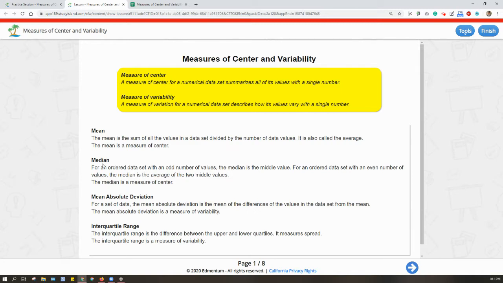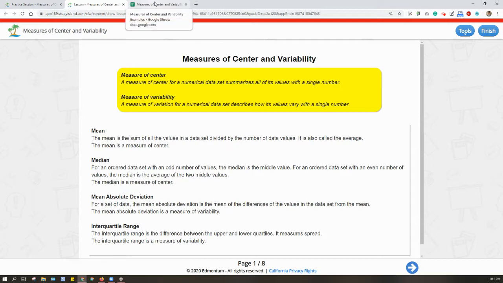Median. For an ordered data set with an odd number of values, the median is the middle value. And for an ordered data set with an even number of values, the median is the average of the two middle values. Basically, the median is the very middle number, where half the values in the data set are below that median and half the values are above that median. So the median is again a measure of center. I'm going to come back to these other two in a second, but I want to talk about mean and median for a second.